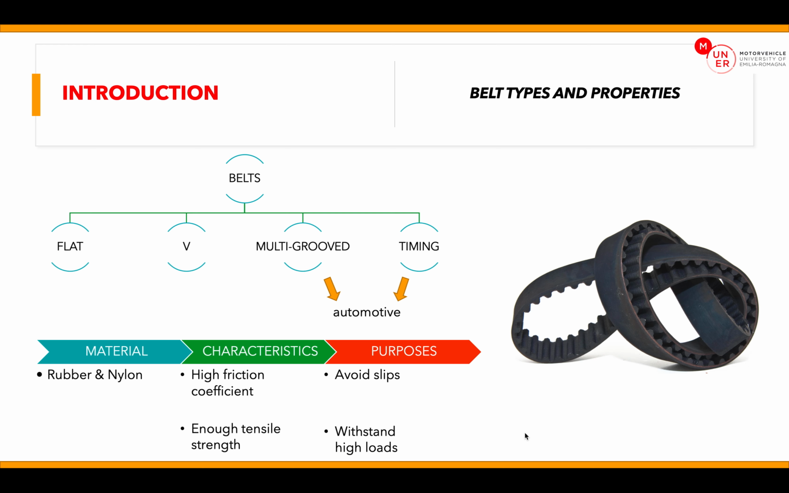There are many types of belts. There are the flat belts, the V belts, the multi-grooved ones and the timing ones. In the automotive field, just the multi-grooved and the timing ones are used. The belts are made of rubber and nylon. Rubber is used to have a high friction coefficient to avoid slips, and nylon is used to have a big enough tensile strength to withstand high loads.